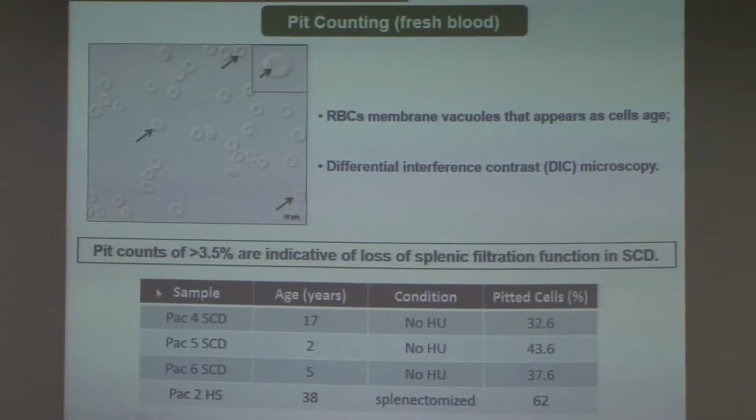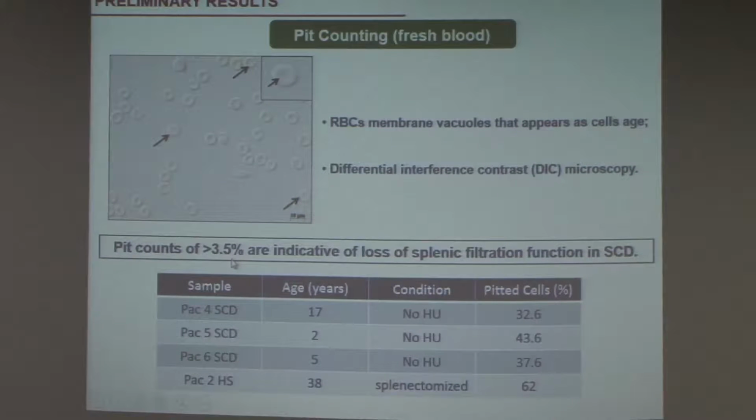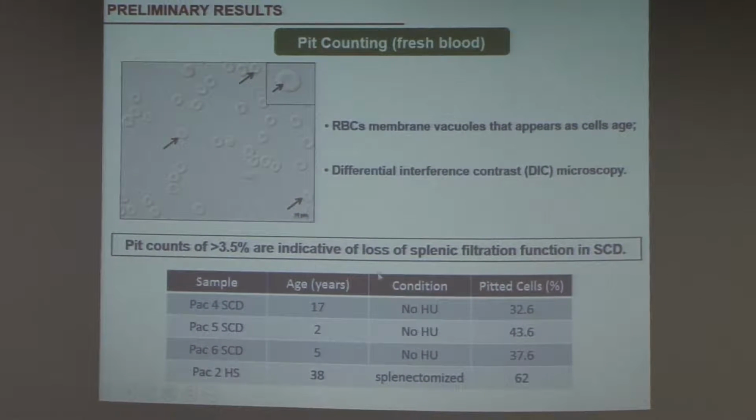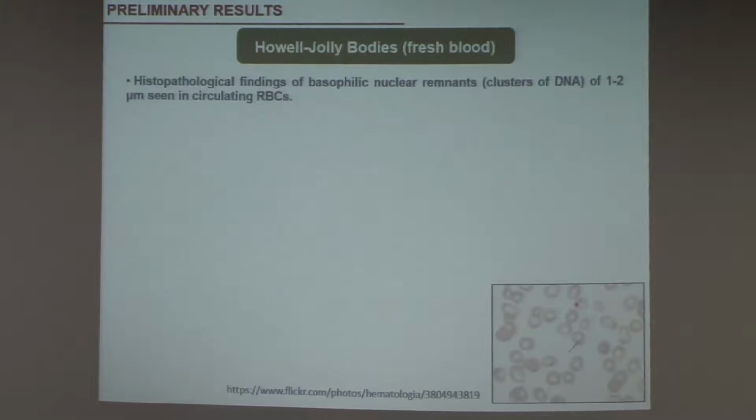And pit counts over 3.5% are indicative of loss of splenic filtration function in sickle cell disease. So now she studied 4 patients, and all of them have values way above 3.5% of pit counting. So those patients lost their splenic function.